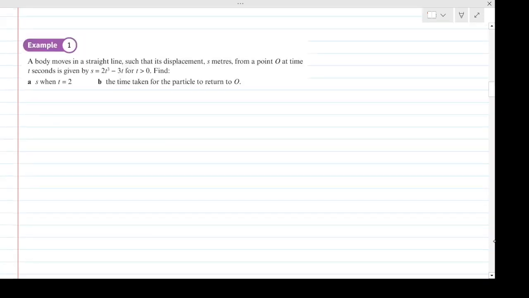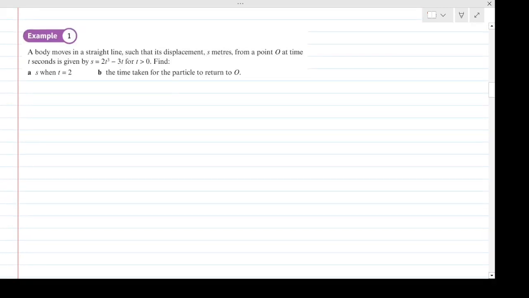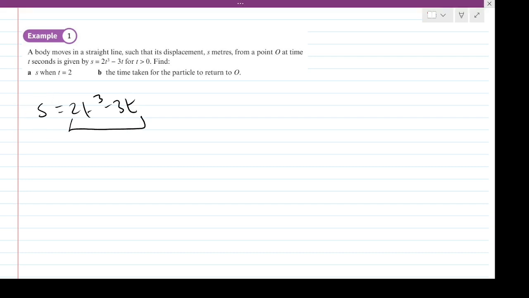Okay, so I've got this question here. We're told a body moves in a straight line such that its displacement s meters from a point O at time t seconds is given by the function s = 2t cubed minus 3t. So now you can see the displacement s is now in terms of t, this weird function of t that we're not used to. This is variable motion, but it's a function of t.